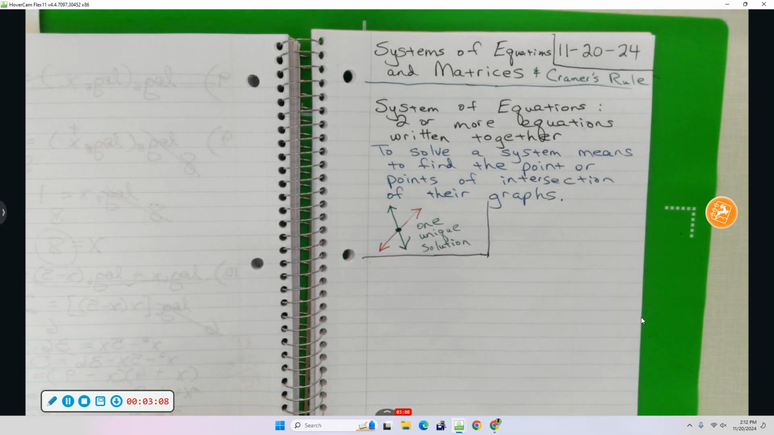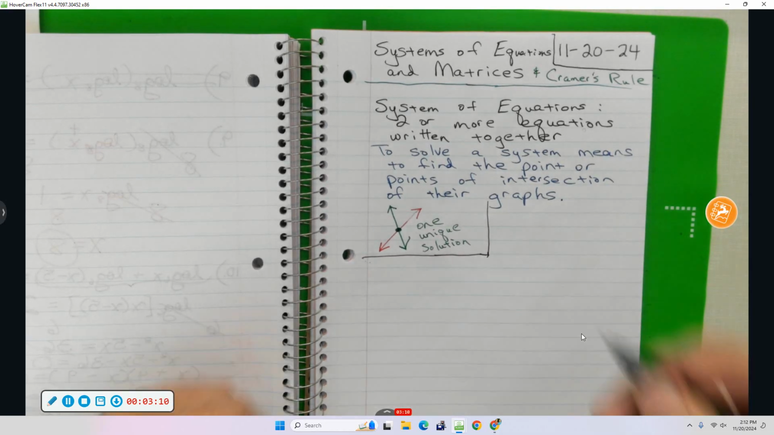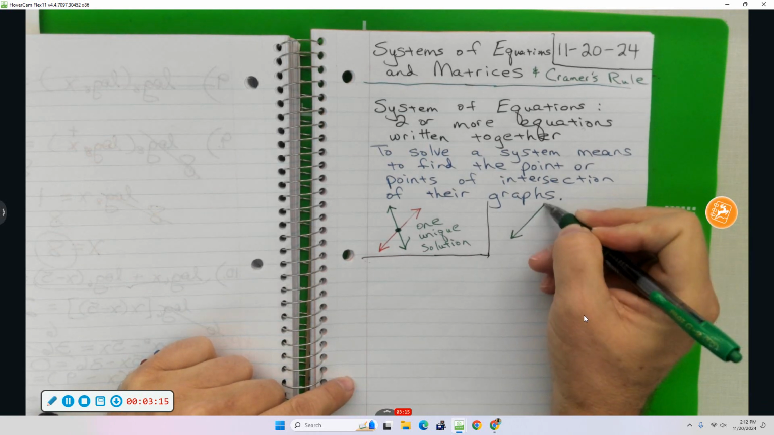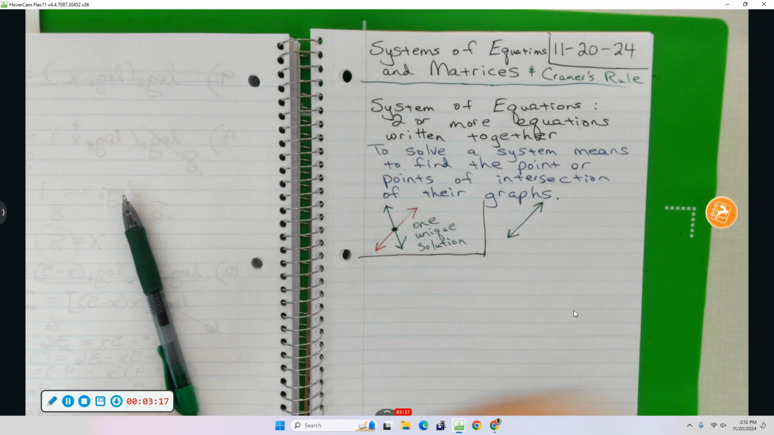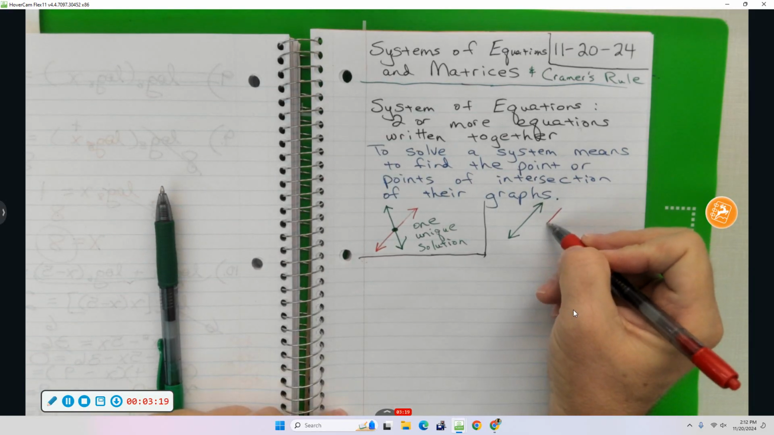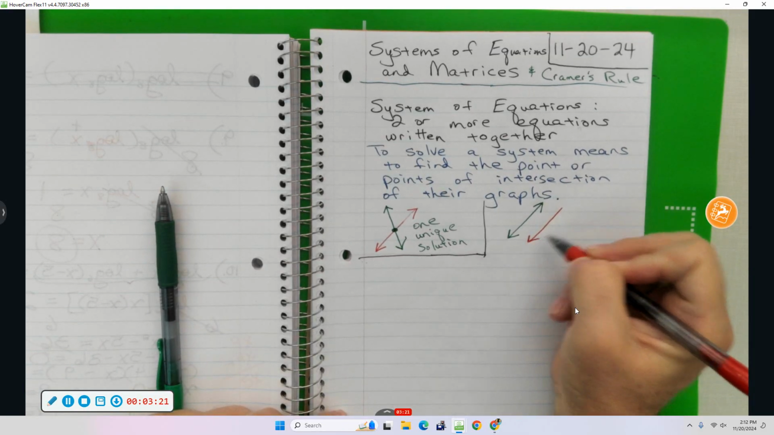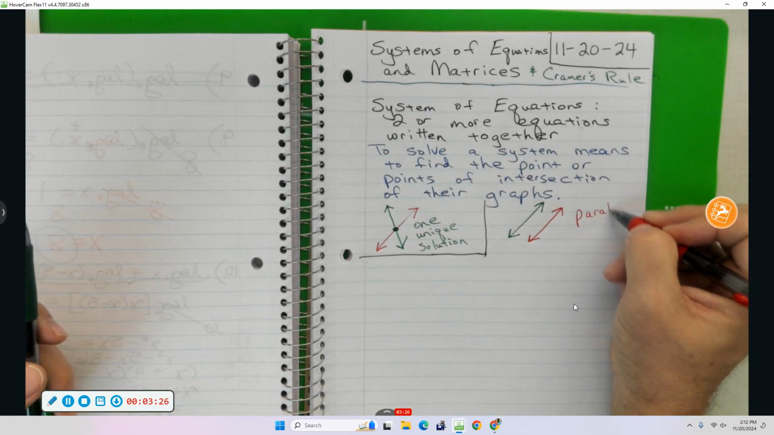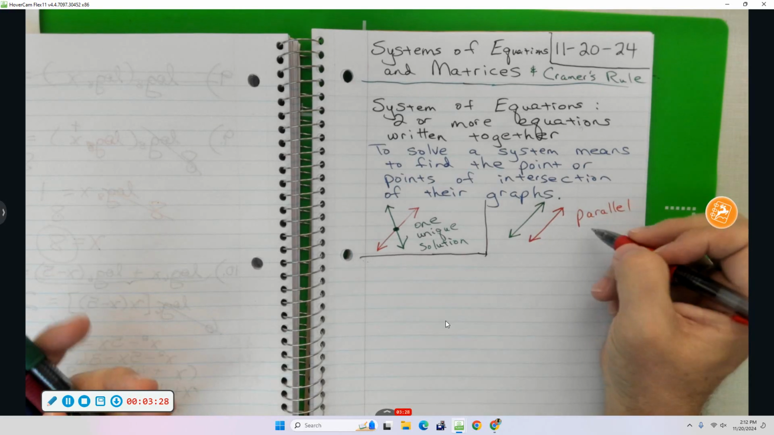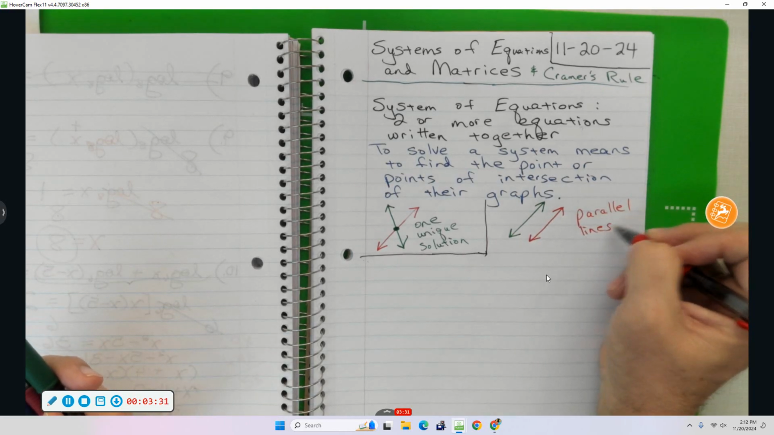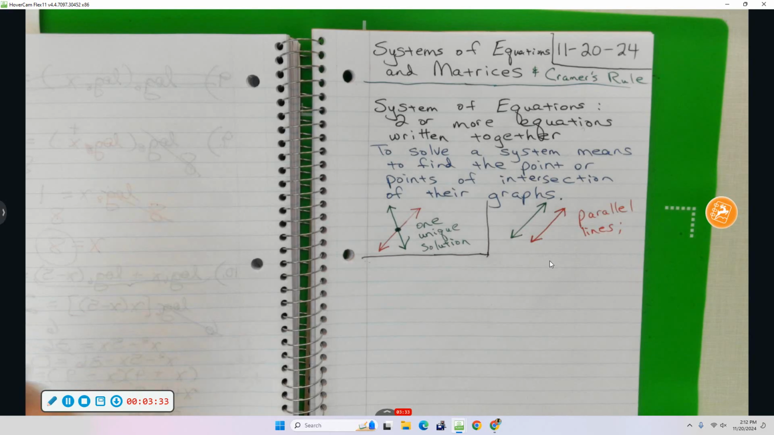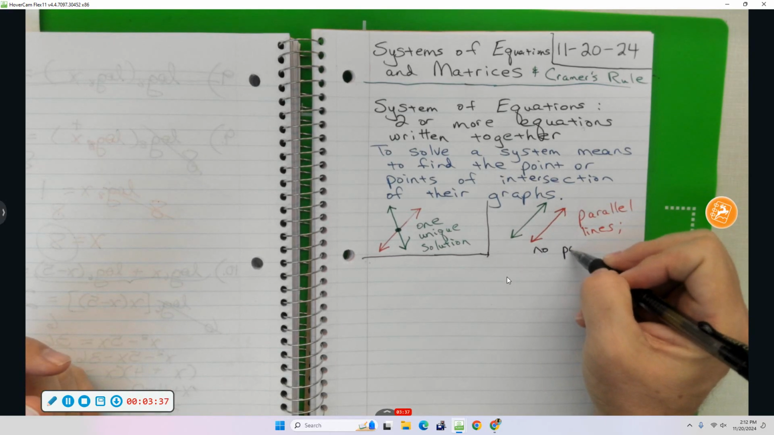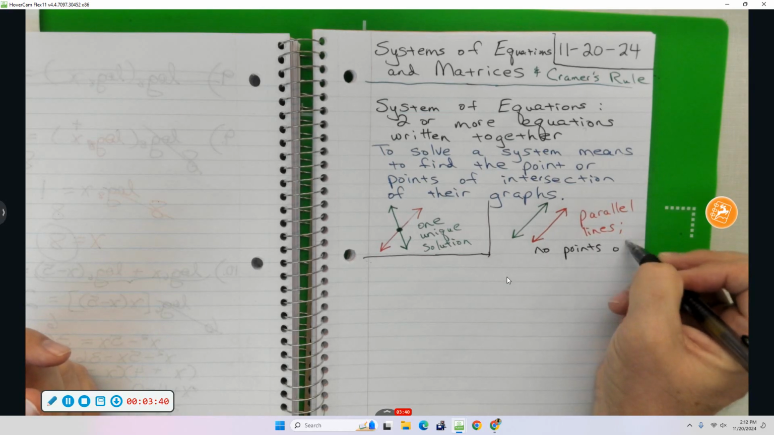The second possibility, how about parallel lines? How many points do they have in common? Parallel lines, we know they never intersect. So how many points of intersection would there be? 0. I heard it right. So there are no points of intersection.